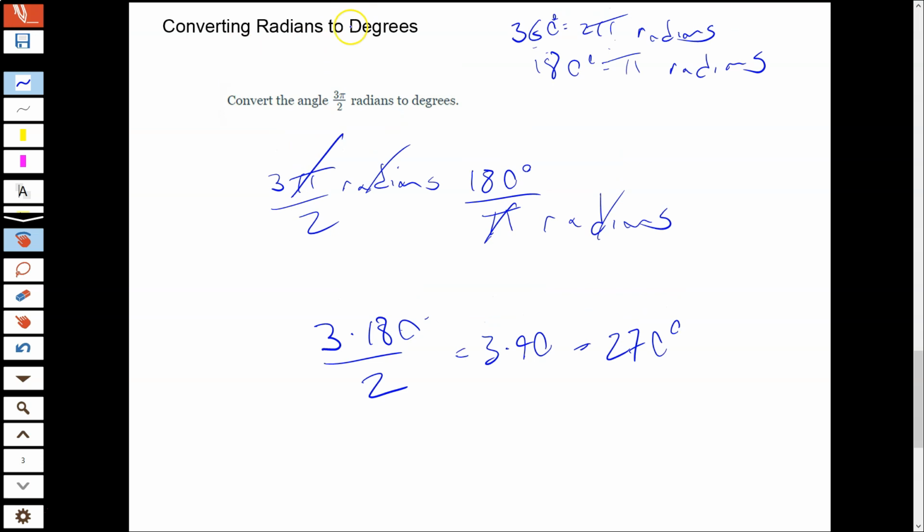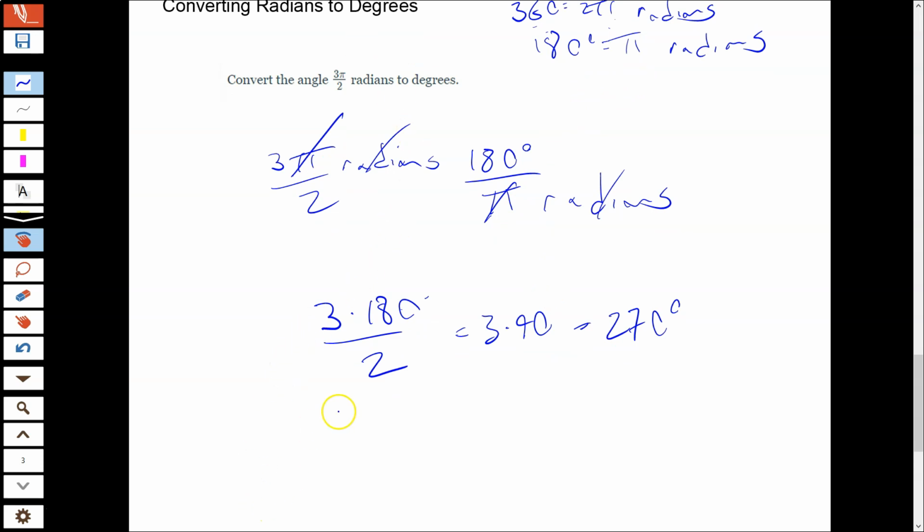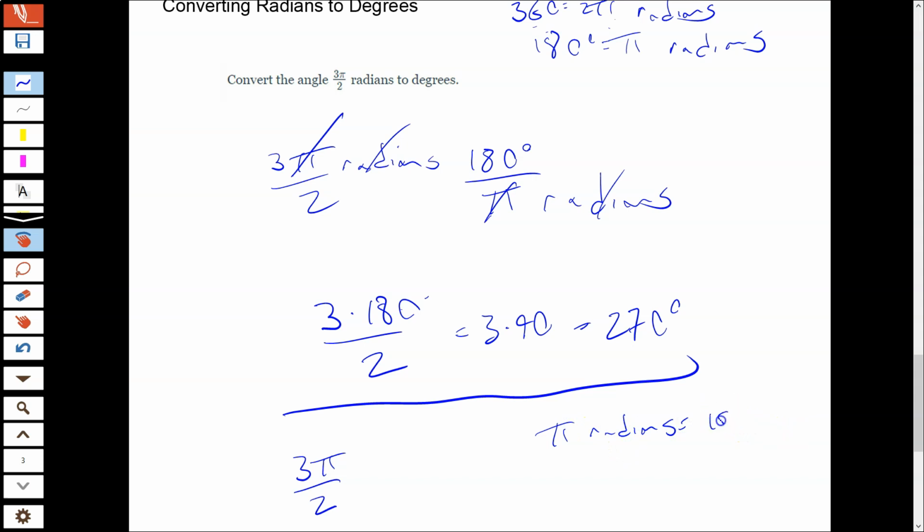In this lesson, I'm going to show you a little trick. I think this is kind of clever and elegant. So this was method 1. Here's method 2. We're still using 3 pi over 2. I'm going to use the fact that pi radians equals 180 degrees as a substitution. So this is equal to 3 times 180 degrees over 2. I plugged in 180 for pi.